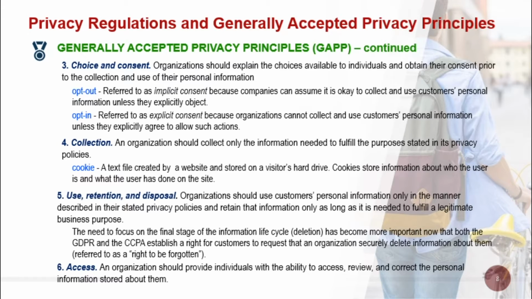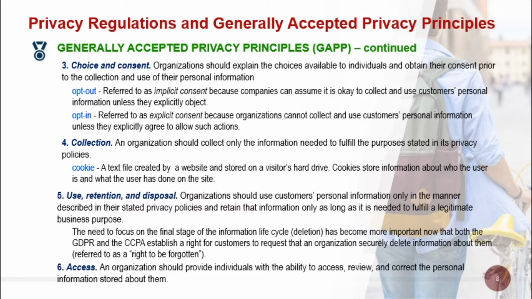And then use, retention and disposal. The most important thing is the disposal. If the company doesn't need the information anymore, the company must take precautions so that when they delete the information of the customer, they must delete all of it. They cannot delete only some of the customer information, they have to delete it all.